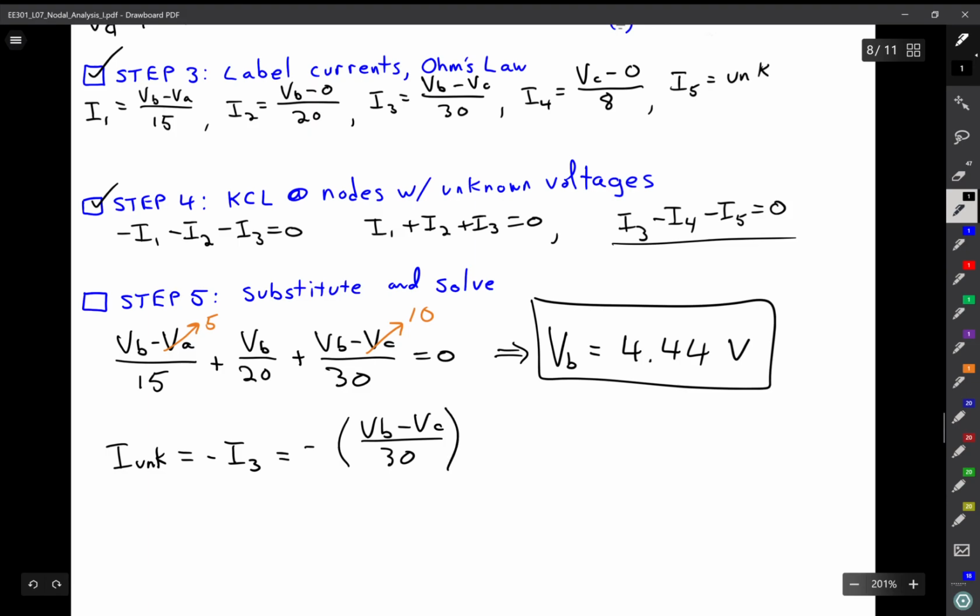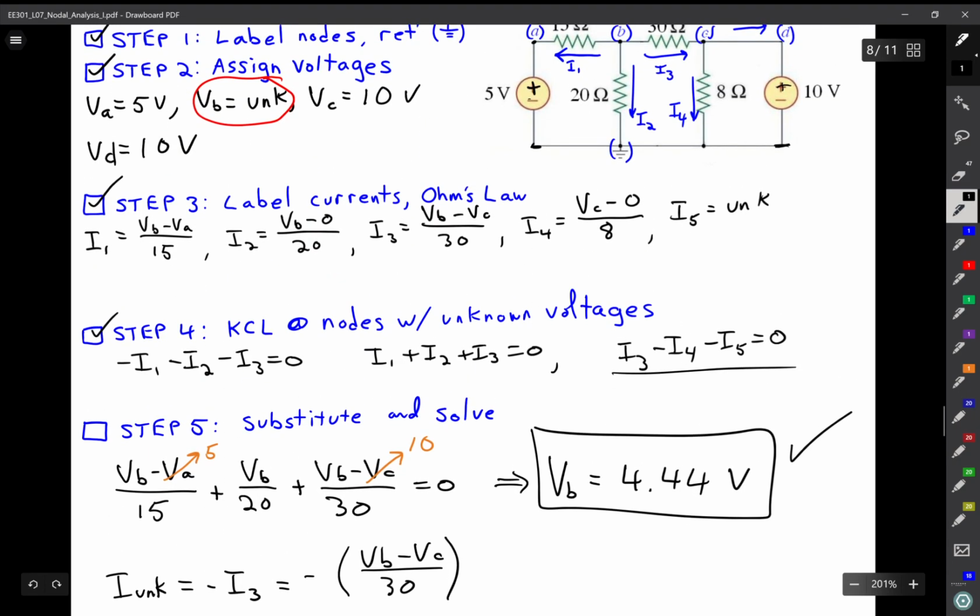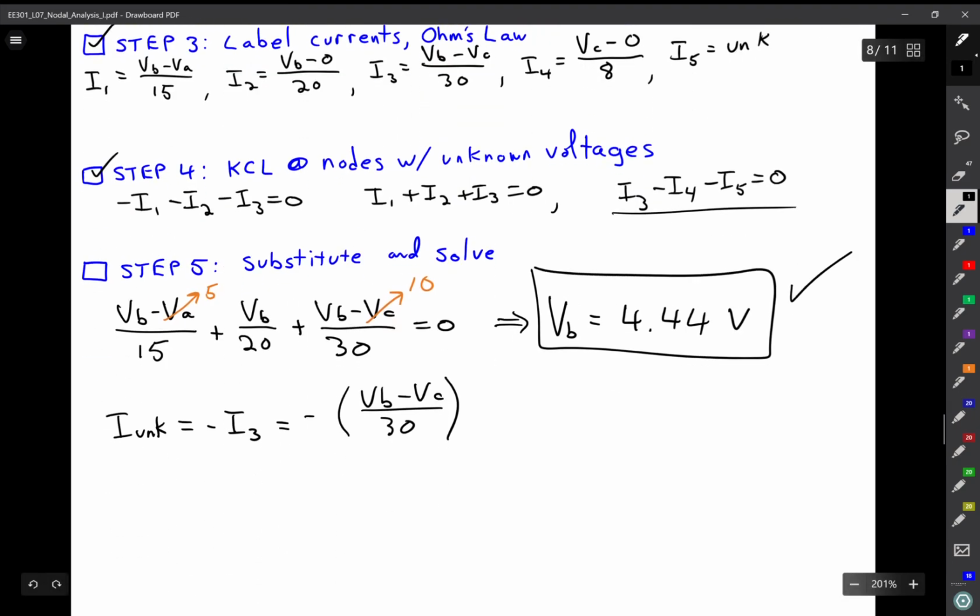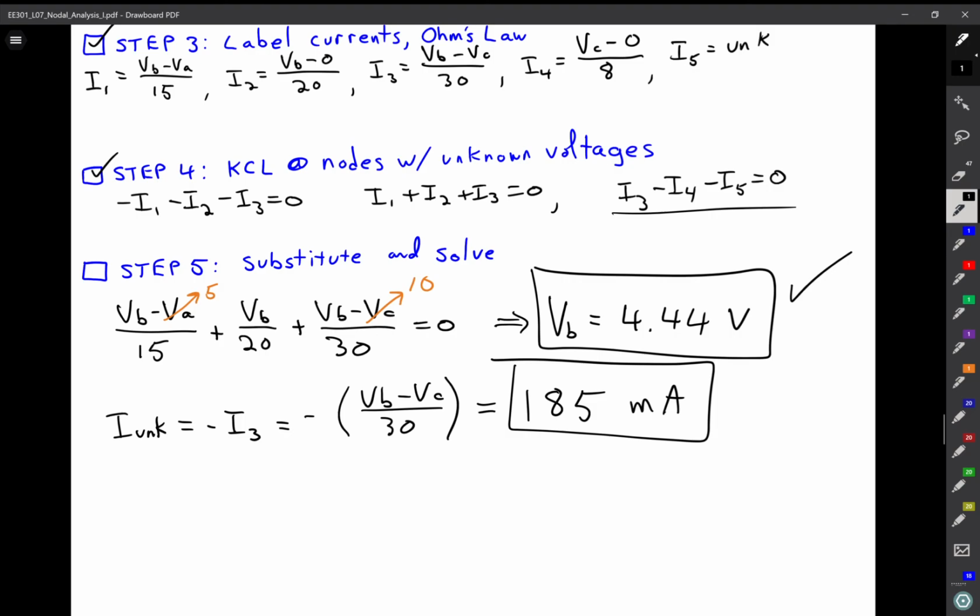Now in this case, I know what VB is. I just solved for it. I know what VC is, shown up here, the 10 volts. And so I have the value for I unknown, which is 185 milliamps. And that's the answer. Now we know how to solve for any voltage or any current in any linear circuit using nodal analysis.